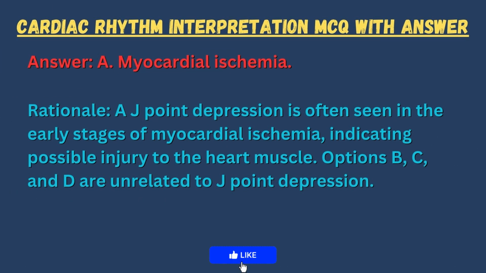Answer: A. Myocardial ischemia. Rationale: a J-point depression is often seen in the early stages of myocardial ischemia, indicating possible injury to the heart muscle. Options B, C, and D are unrelated to J-point depression.